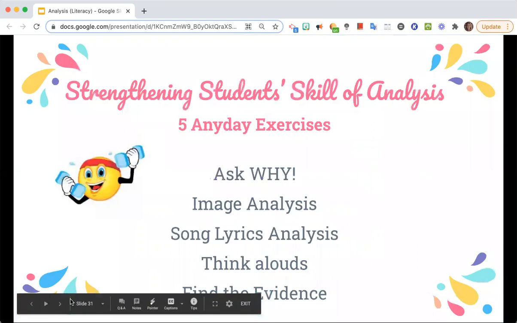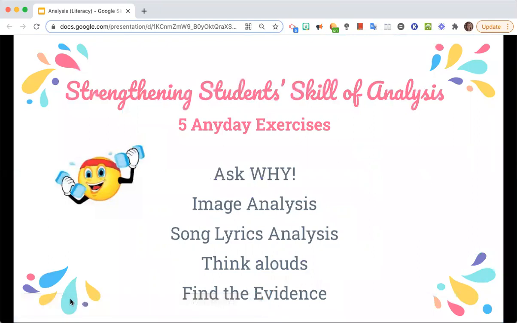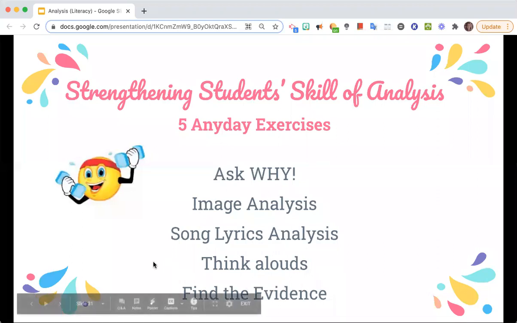I'm going to share with you some any day and everyday exercises, ways to really push our students to get to the point of analysis. And really, they're very simple. They're simple ways of strengthening our students' skill of analysis. So you can see on the screen, there are 5 examples I'm going to share with you: ask why, image analysis, song lyrics analysis, think aloud, and find the evidence.